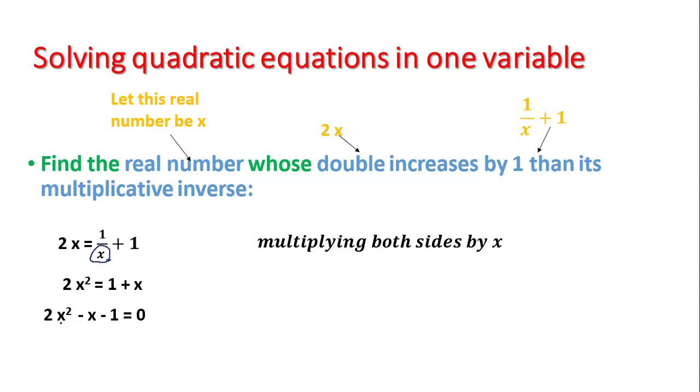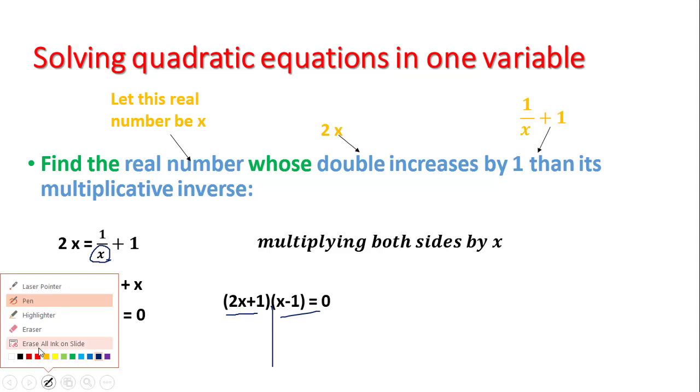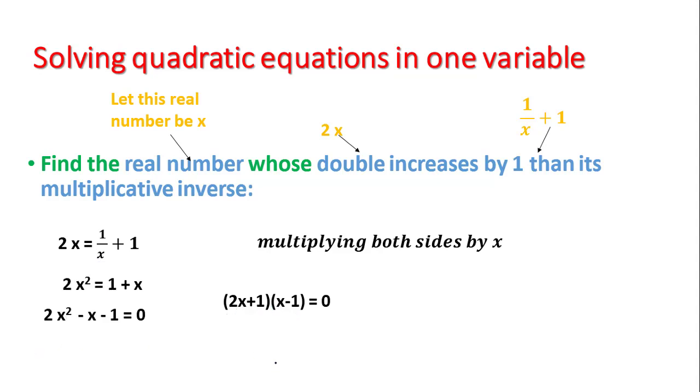The factorization of this trinomial is 2x plus 1 times x minus 1. I'll solve each one separately. 2x plus 1 equals 0 means that x equals negative 1 over 2: negative 1, then divide by 2. Here x minus 1 equals 0, it means that x equals 1. So the solution set here is negative 1 over 2 and positive 1. So x can be negative 1 over 2 or x can be 1.